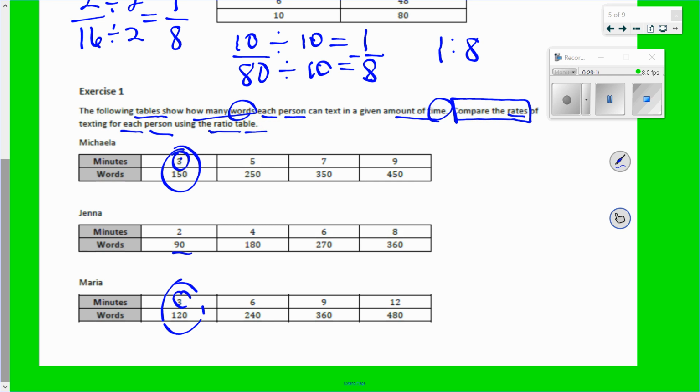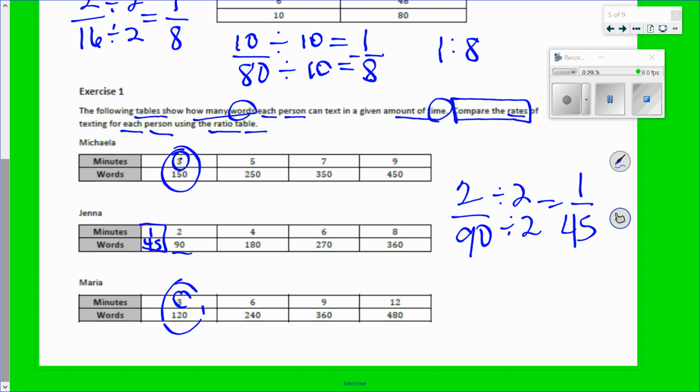Per minute? Yes, absolutely. So if we know per minute, then every 2 minutes it's 90. Sarah said, let's divide it by 2. For every 1 minute, how many words? 45. Good. I'm going to make a little place right here: for every 1 minute, it's 45 words.